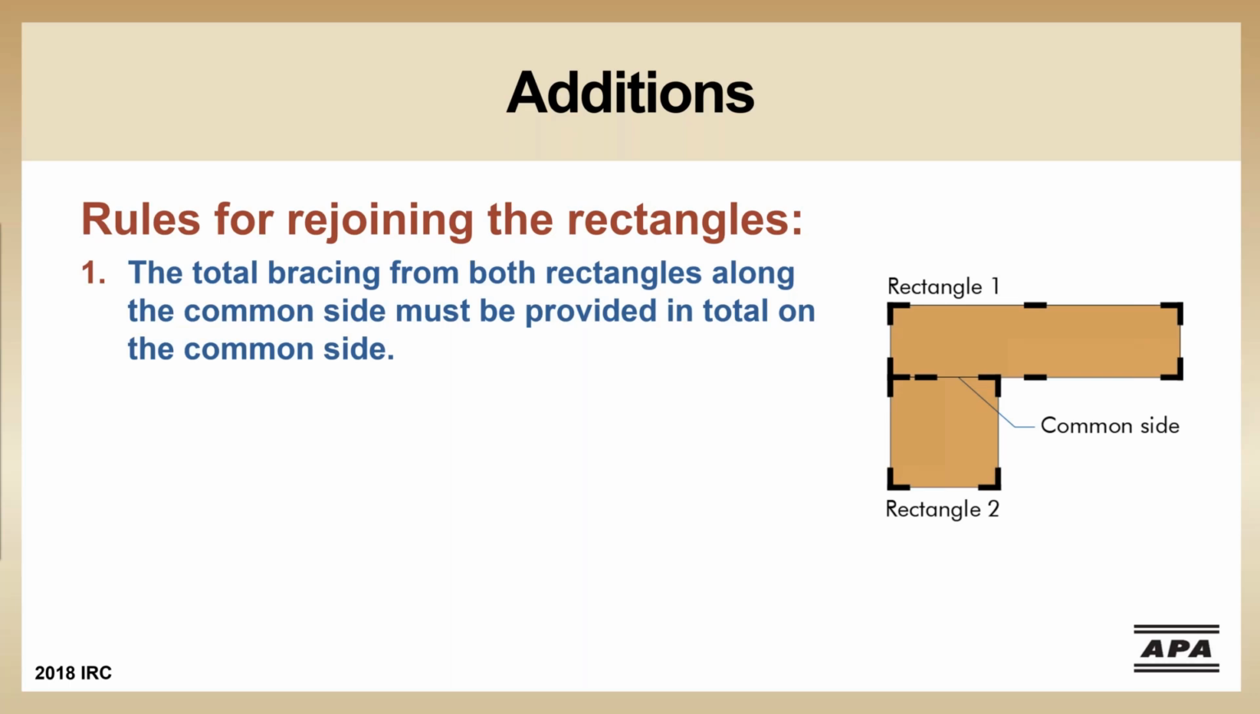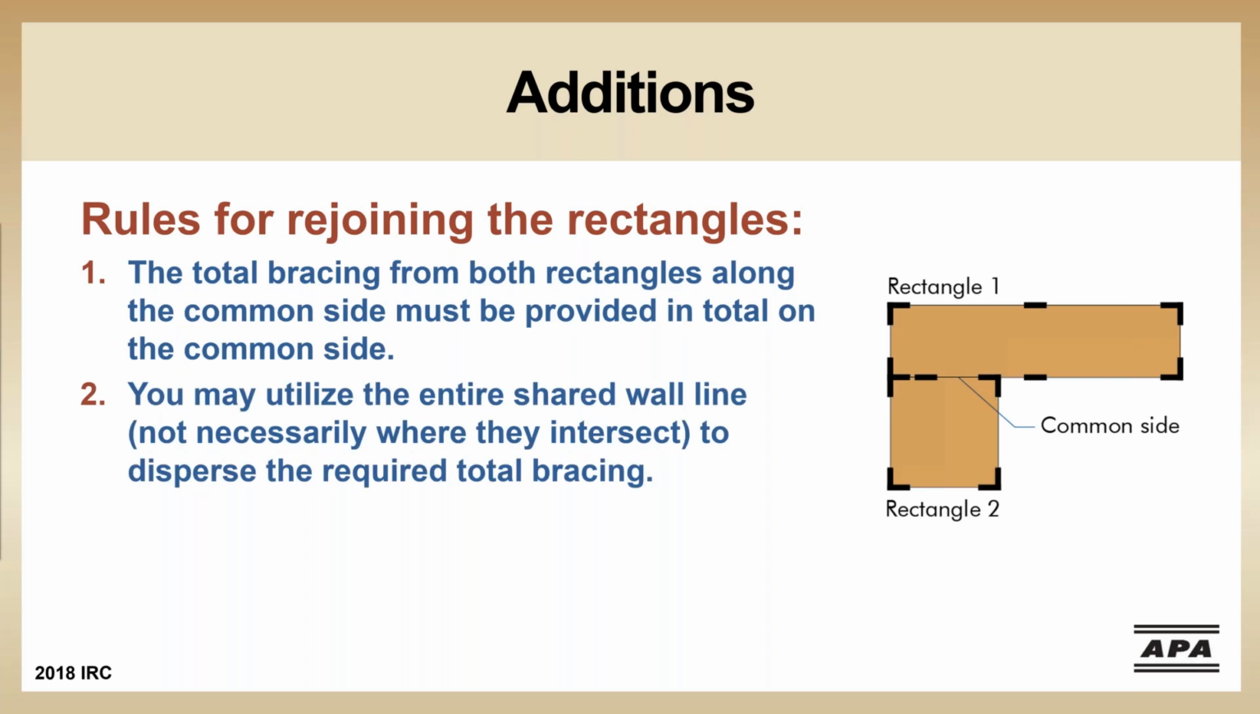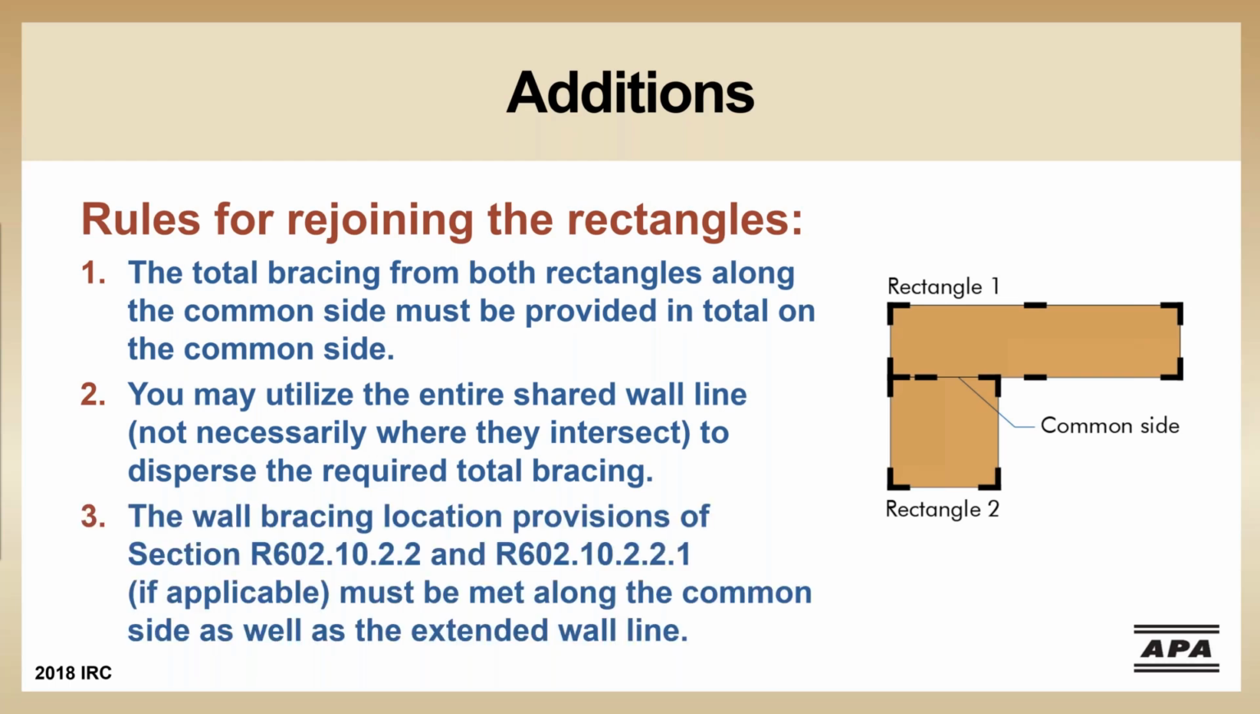The common side must account for the bracing required in rectangle 1 and rectangle 2. You can utilize the entire shared wall line and not necessarily just where the wall intersects. An example of not using the shared wall might be the use of a collector across that shared length. To do this, you'll have to make sure you meet code provisions for braced wall panels at the end of braced wall lines while using a collector.